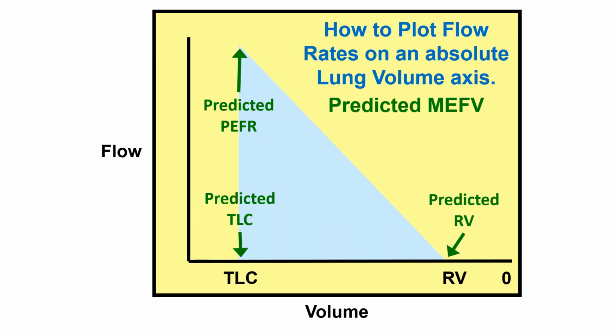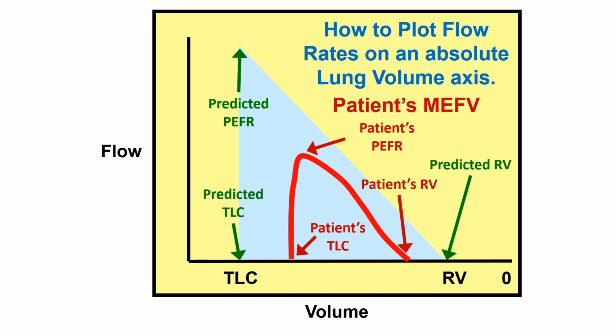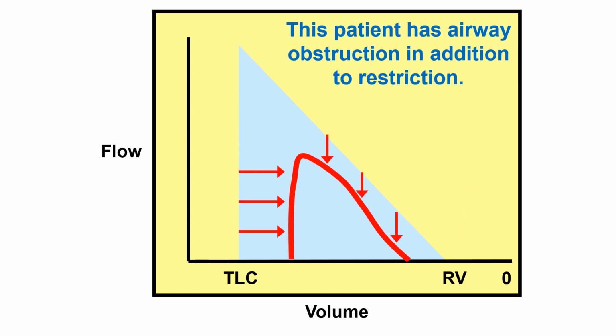So one can plot flow rates on an absolute lung volume axis, and the way to do this easily is to take a plot of predicted total lung capacity, predicted residual volume, and predicted peak flow. That's going to give you this triangle of the normal flow volume curve. And then you take the patient's actual TLC, actual peak flow, and actual residual volume and plot them in there. So this patient has airway obstruction in addition to restriction. See, these flows are decreased, and of course the lung volumes are decreased as well.